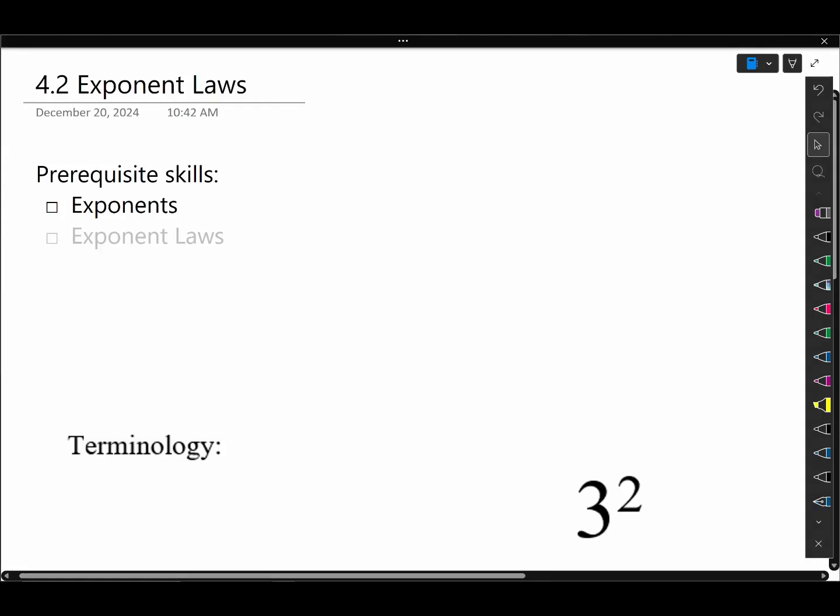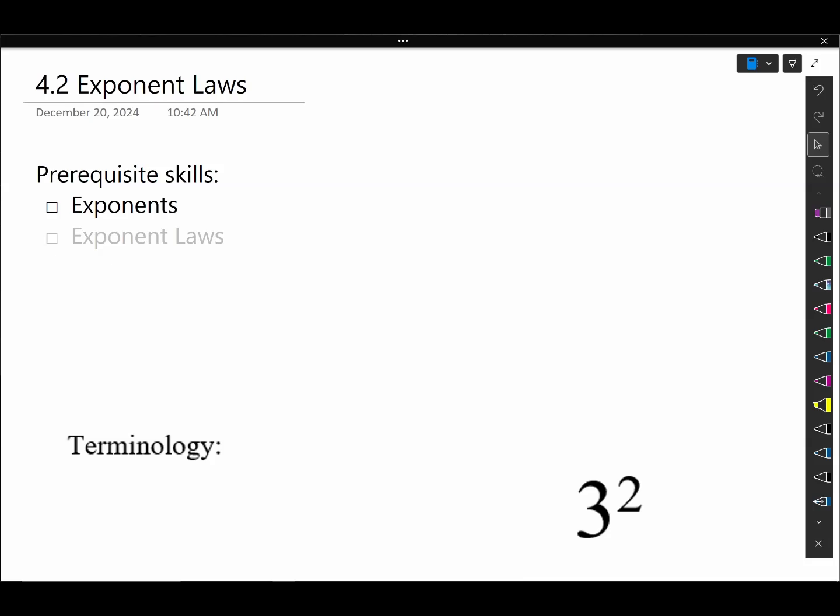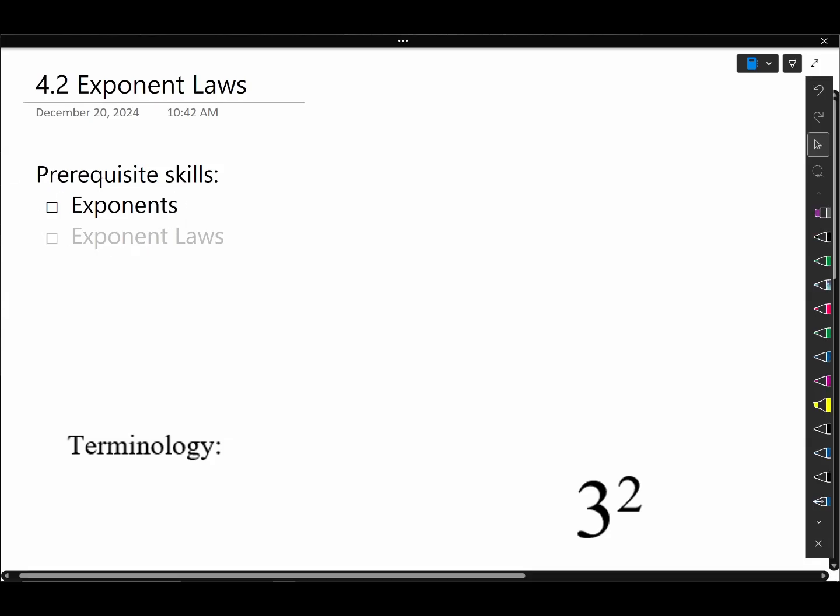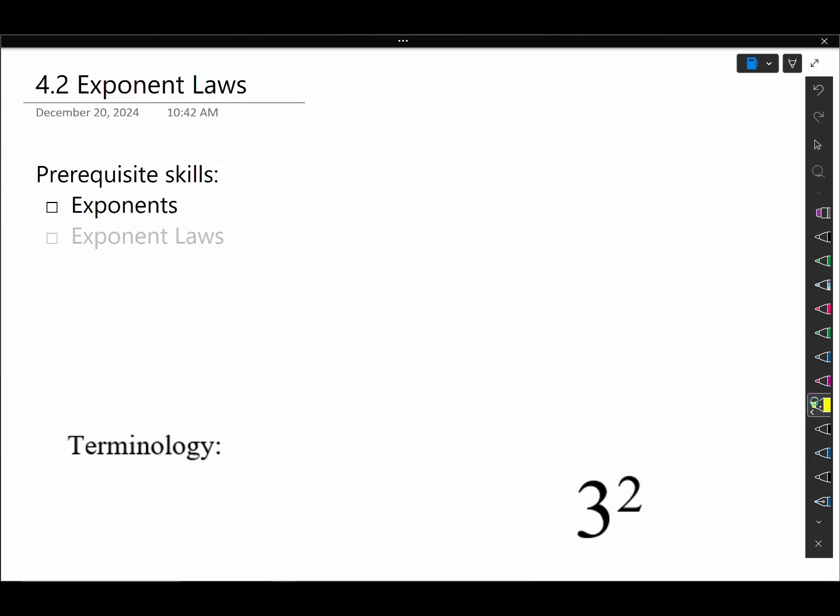Alrighty, a quick review of our exponent laws here today. This video is suitable for a grade 11 3C class or really anyone reviewing your three main exponent laws. Our prerequisite skills, we just need to make sure we understand what exponents are, what they mean, what they represent, and how they are written.